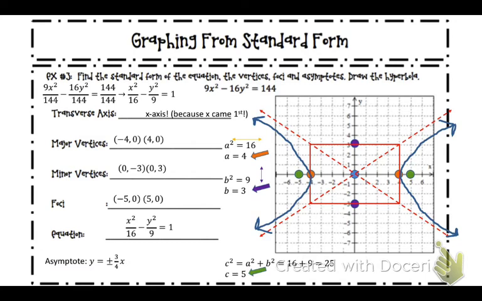Last thing I want you to write is the asymptote. Remember, that's rise over run. So I went up 3 from my center, and I went over 4. So that's going to be y equals plus or minus 3 over 4 x.